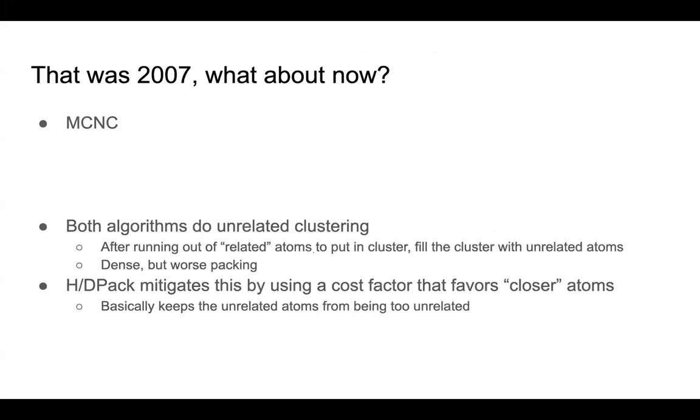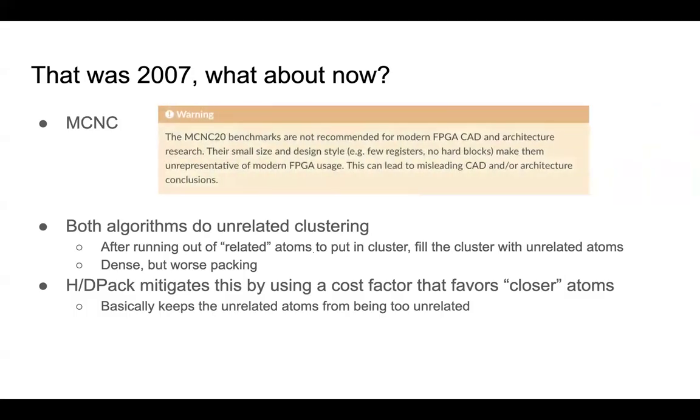Yeah. So that was 2007. What about now? The first thing to talk about is MCNC, and here I grabbed a screenshot from the VTR documentation. The MCNC benchmarks are not recommended for modern FPGA CAD research. They're very small, with few registers and no hard blocks. It's unrepresentative of modern FPGA usage. So take the numbers with a grain of salt, obviously, but the ideas I think could still make sense.